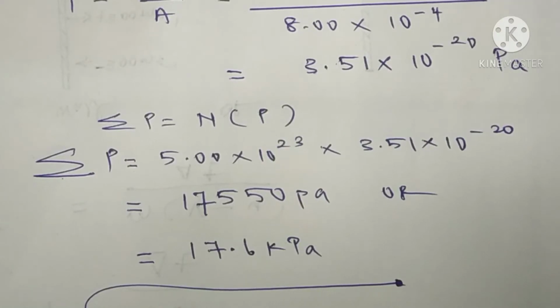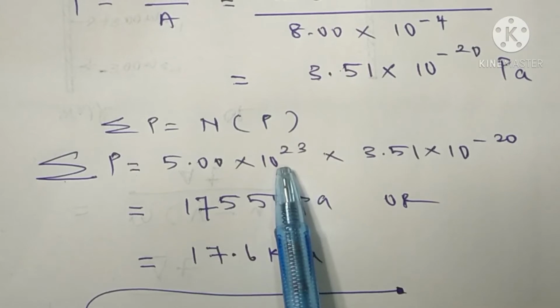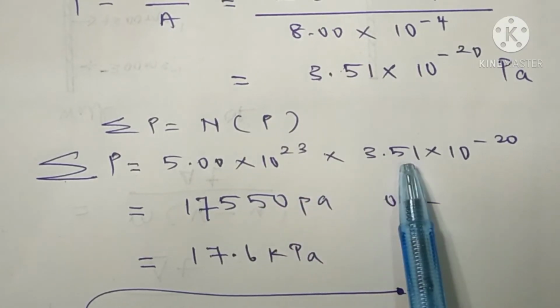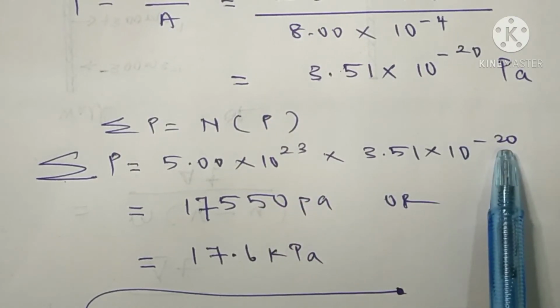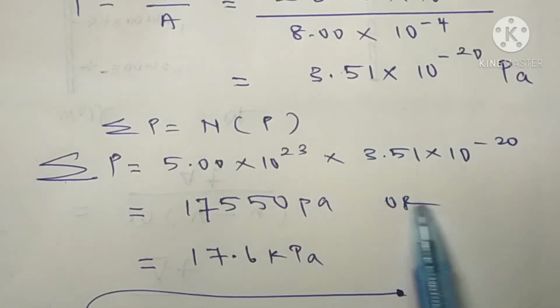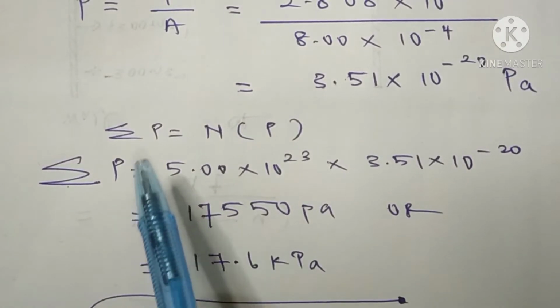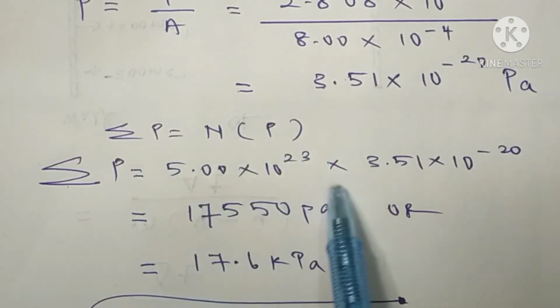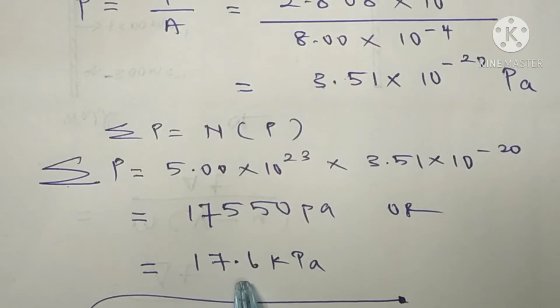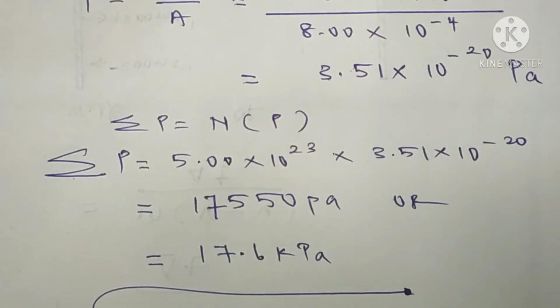And the total pressure exerted on the wall by 5 times 10 to power of 23 nitrogen molecules is 5 times 10 to power 23 times 3.51 times 10 to power negative 20 Pascal, which is the pressure for one molecule exerted on the wall. Then you're going to get the total pressure exerted by these molecules as about 17.6 kilopascal. Simple like a bubble without giving you any trouble.